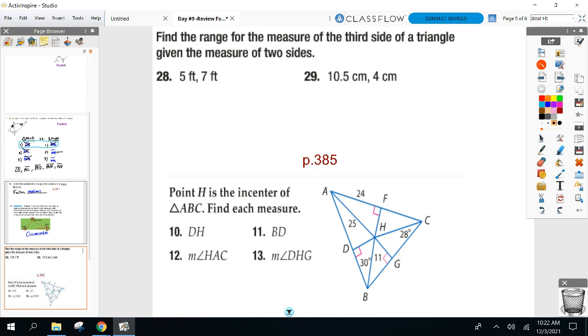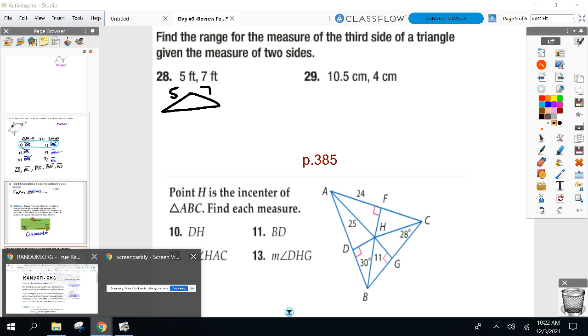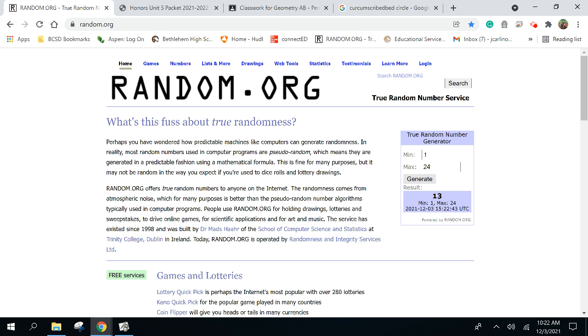Next one I want to do with you is 28 and 29. Give me the range of measures the third side could be. If you have a triangle with one side of 5 and another side of 7, give me a range of values that the third side could be, between this and this. We did it during the licorice day. What about my third side? Between what and what?